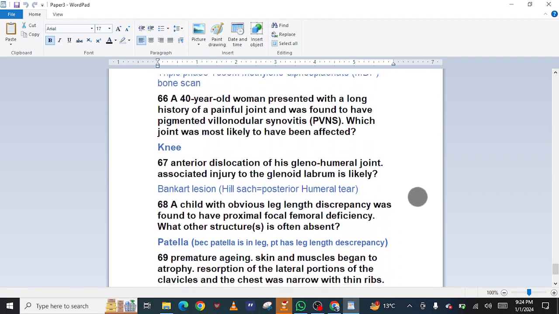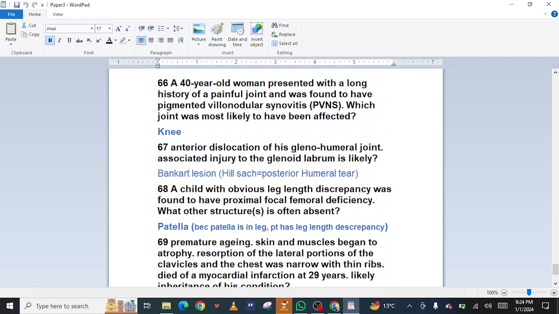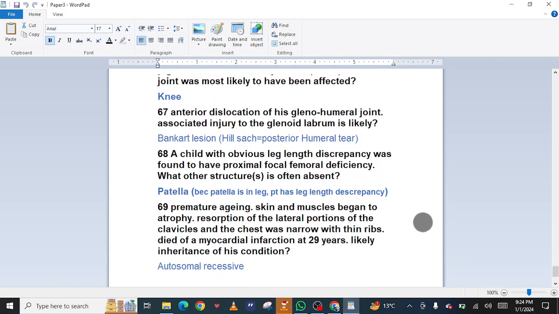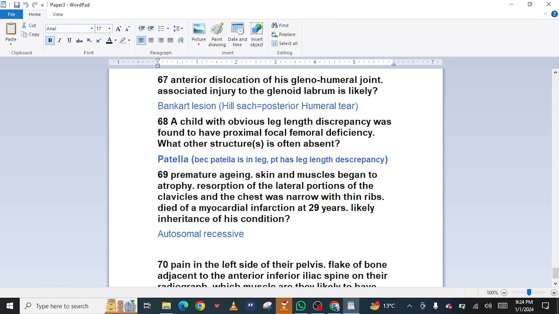66. A 40-year-old woman presented with a long history of a painful joint and was found to have pigmented villonodular synovitis, PVNS. Which joint was most likely to have been affected? Knee. 67. Anterior dislocation of his glenohumeral joint. Associated injury to the glenoid labrum is likely? Bankart lesion. 68. A child with obvious leg length discrepancy was found to have proximal focal femoral deficiency. What other structures are often absent?